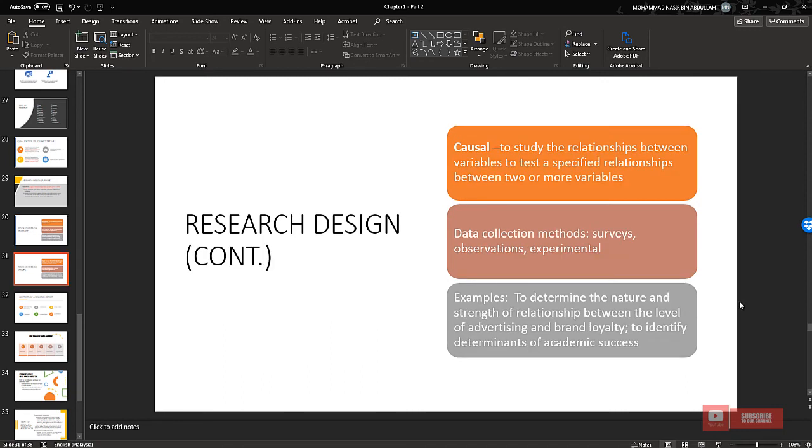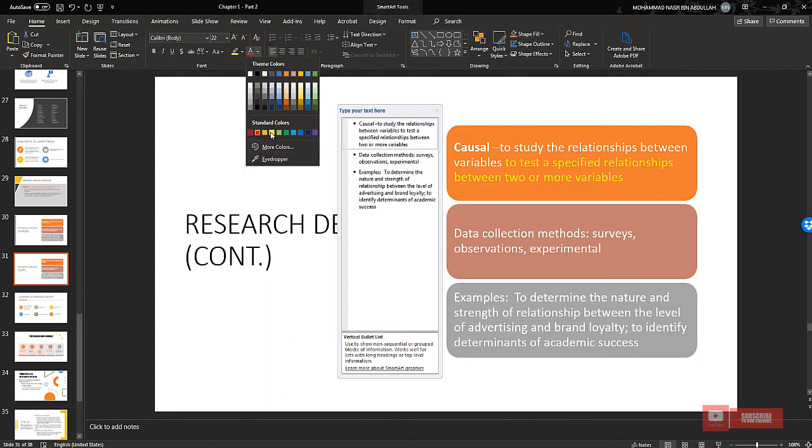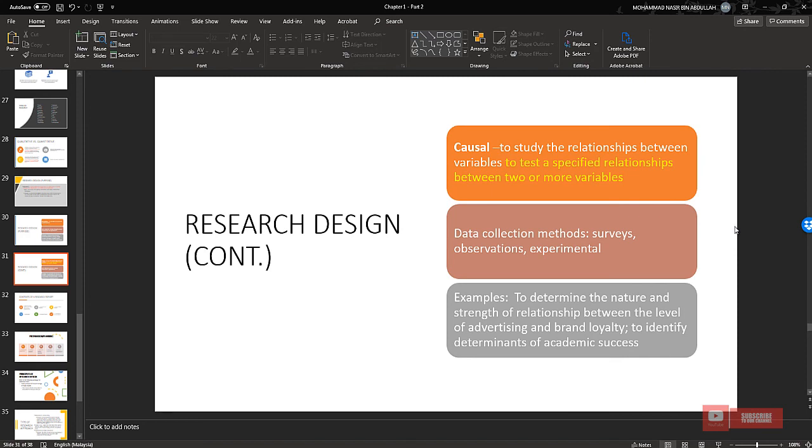A causal research design is a study of the relationship between variables, to test a specific relationship between two or more variables. Data collection can be done through survey, observation, or experiment. This type of research design, causal research design, came from descriptive research design, to determine the nature and strength of the relationship between level of advertisement and brand loyalty, or to identify determinants of academic success.